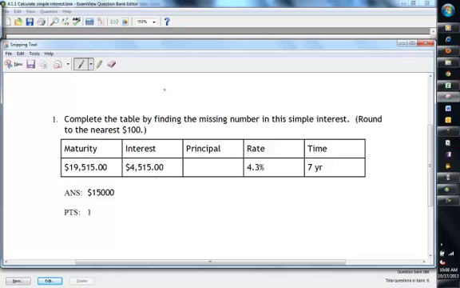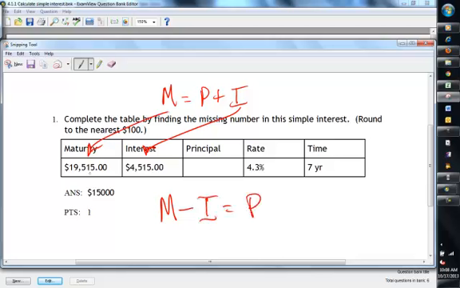And remember that the maturity value is the principal plus the interest. So since we have the interest and we have the maturity value, we can take the maturity value minus the interest to get the principal. And so when we take 19,515 minus 4,515, we get 15,000. Let's look at the next one.